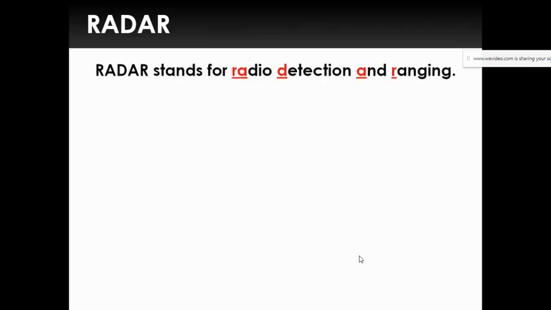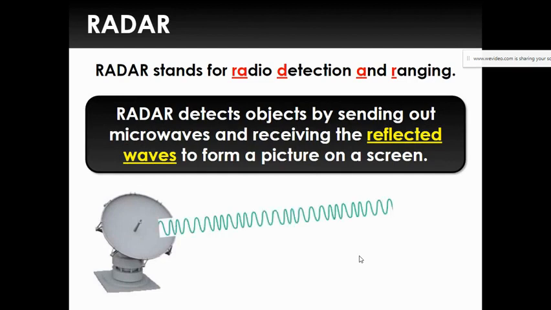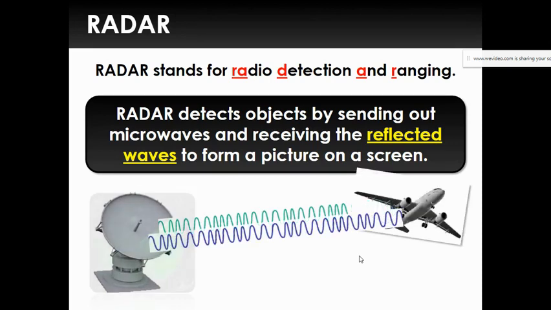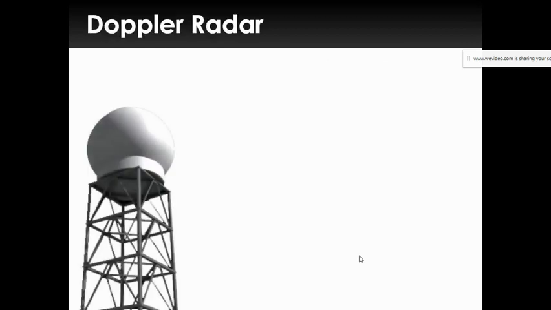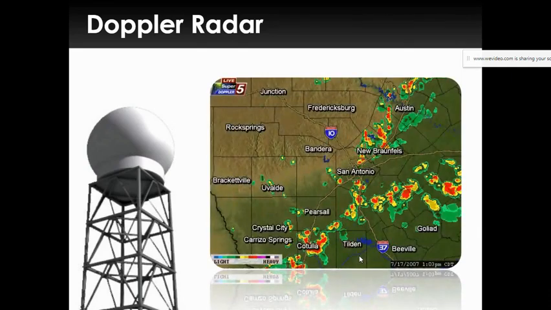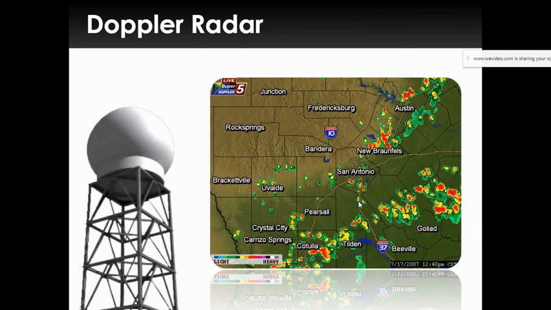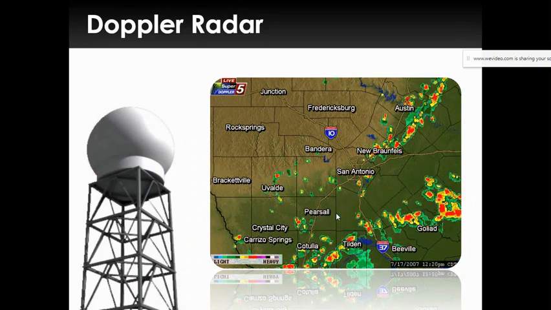Radar is an acronym that stands for Radio Detection and Ranging, and it detects objects by sending out microwaves and receiving the reflected waves to form a picture on a screen, so they can locate objects. Doppler radar is actually measuring the movement of something, the Doppler effect. And so Doppler radar can be used to detect incoming weather, storms, and so on.